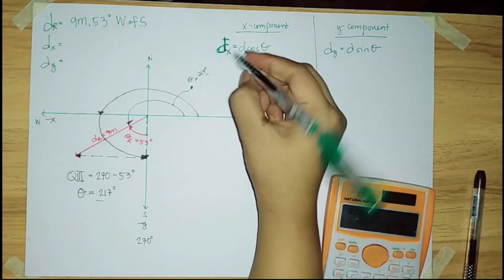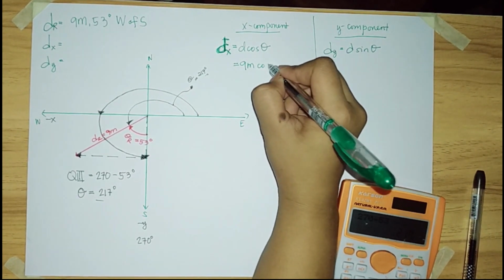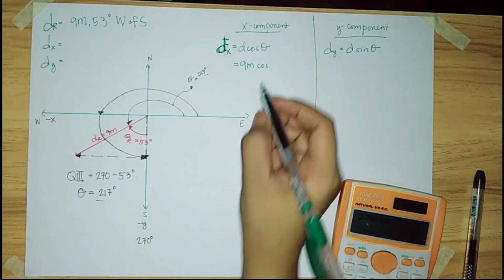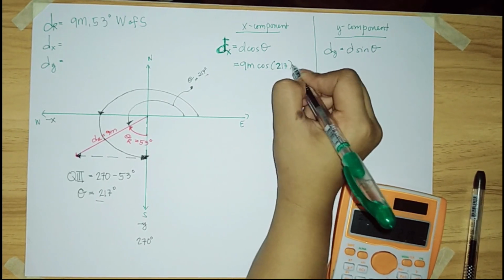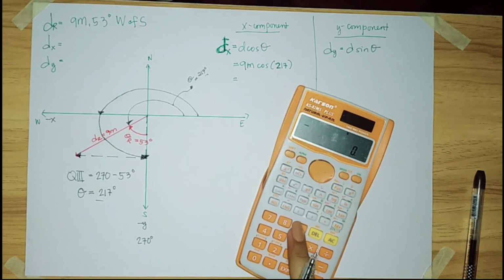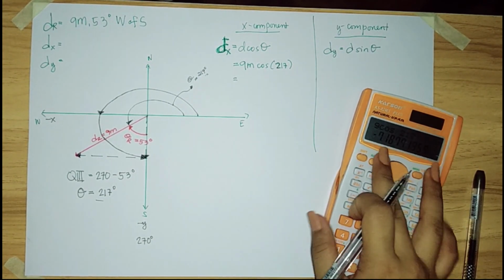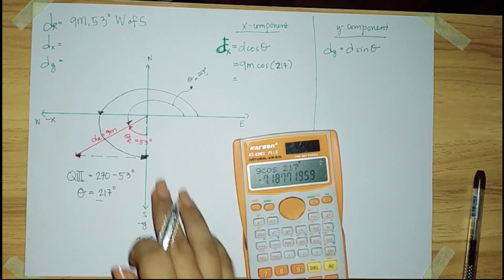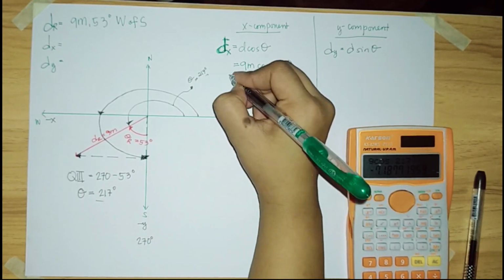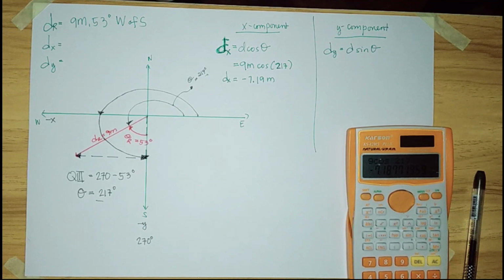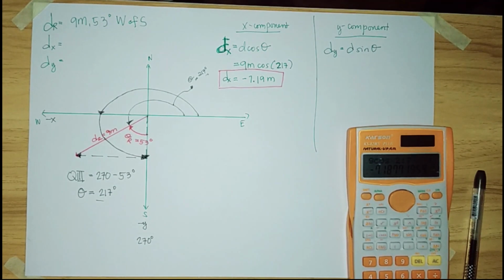Our magnitude is 9 meters. 9 meters cosine, what angle to use? It's 217. So we have 9 cosine 217, which gives us negative 7.19 meters. That is for the d sub x. So we have a negative value for the x component.